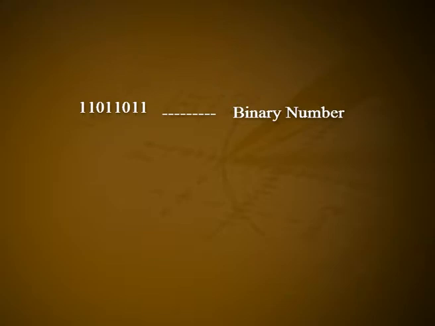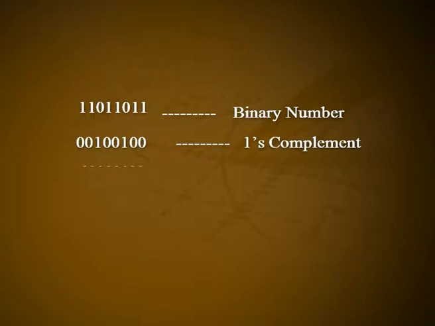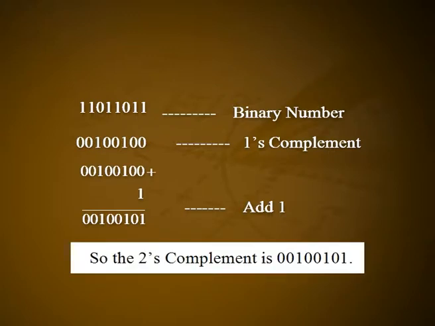11011011 is the binary number. The 1's complement is 00100100, that is 00100100 plus 1, which is equal to 00100101. So, the 2's complement is 00100101.